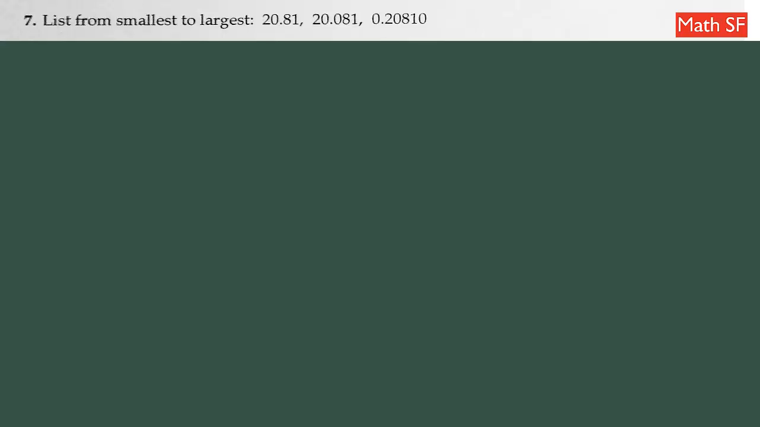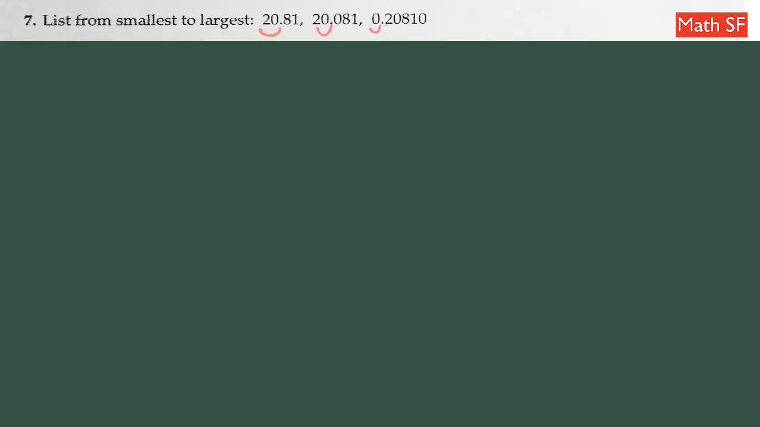Now in order to do number 7, we need to list from the smallest to the largest. So in other words, we need to compare numbers as well. Let's compare them. To compare, we need to look at the whole numbers. So I have a 20, 20, and a 0 here. So who's the smallest? 20, 20, 0. Well, 0 will be small.